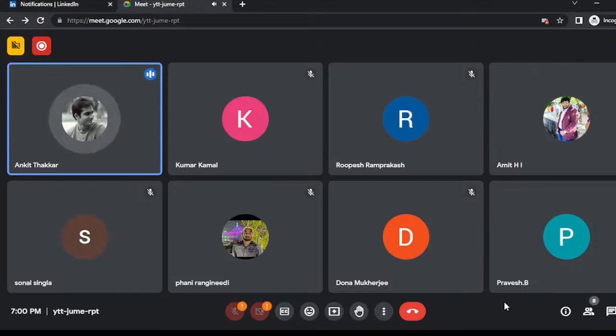4 divided by 7, what is the number? There will be one option where this number will match. 0.76 will match.